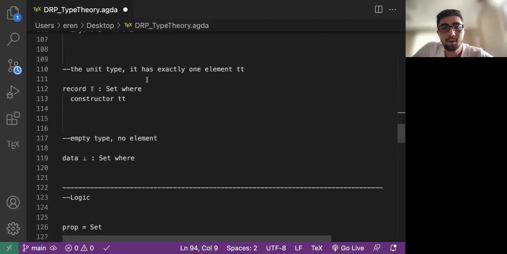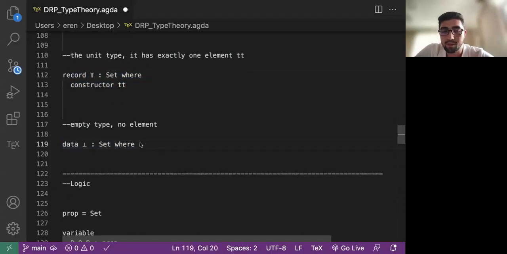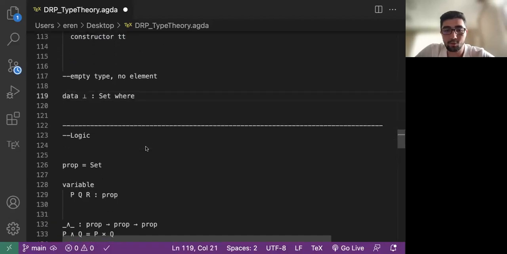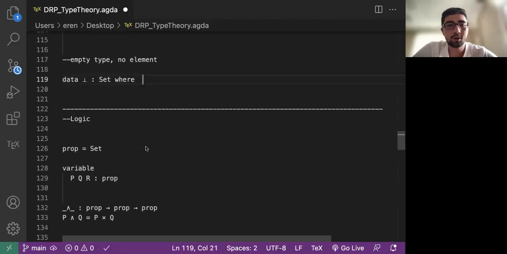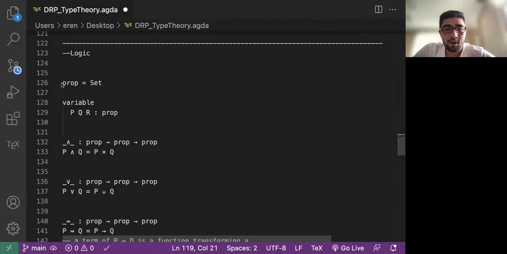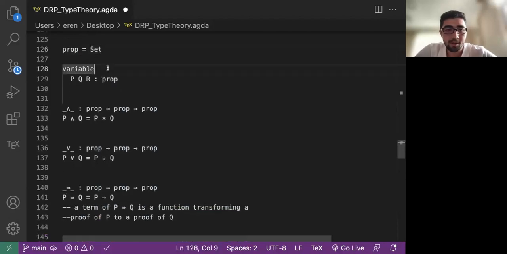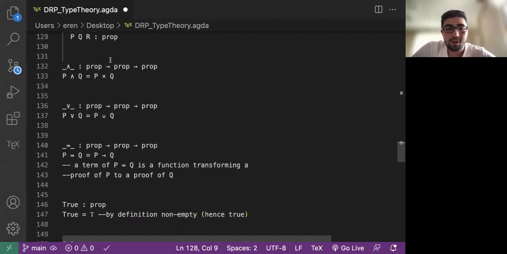Okay, I have a unit type. As the name suggests, it has exactly 1 element. Let's call it TT. Since it is automatically non-empty, we will be using it to define true in logic. And I have also an empty type, which, as you see here, has no introduction rule, no elements. And we will be using it to define falsity in logic. So here comes the logic part. From now on, I will be using the name Prop instead of Set, just for convenience. Let's define our first conjunction, and.